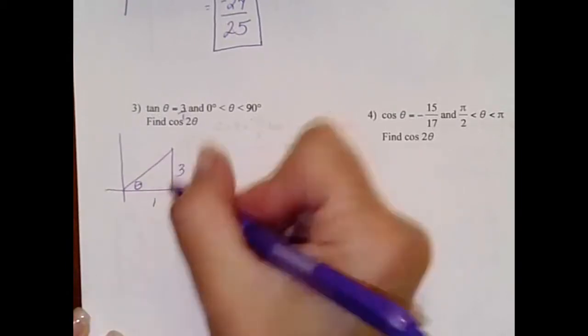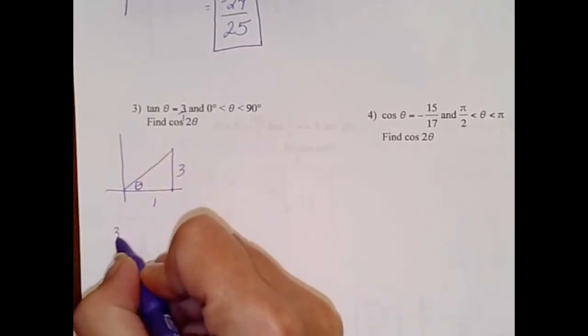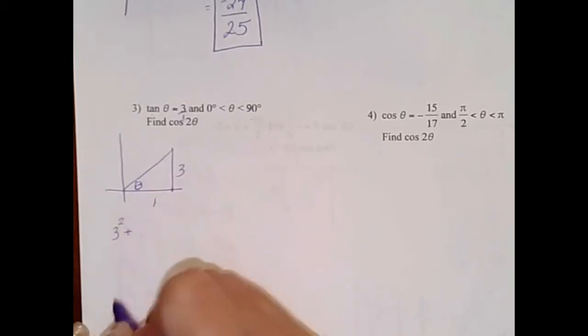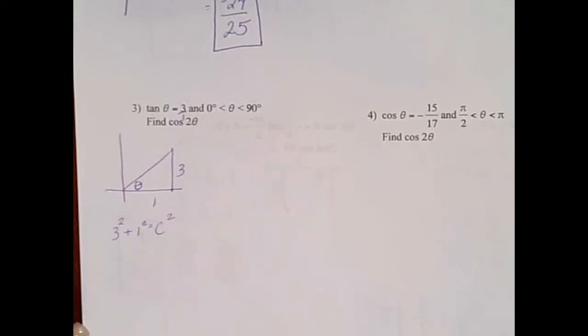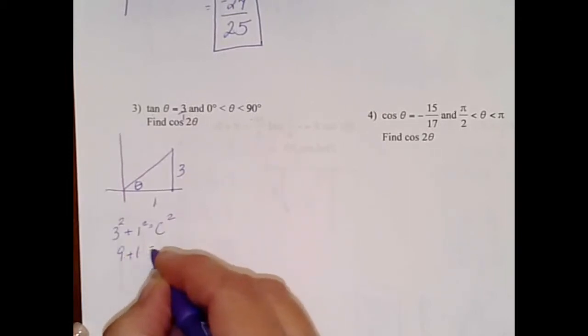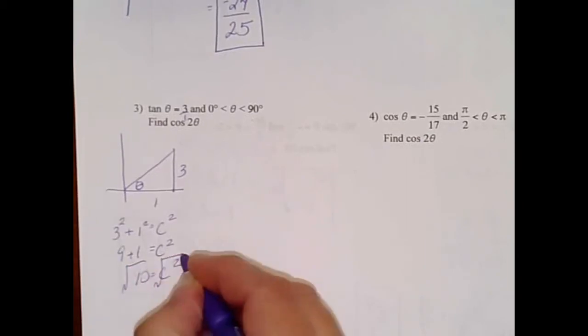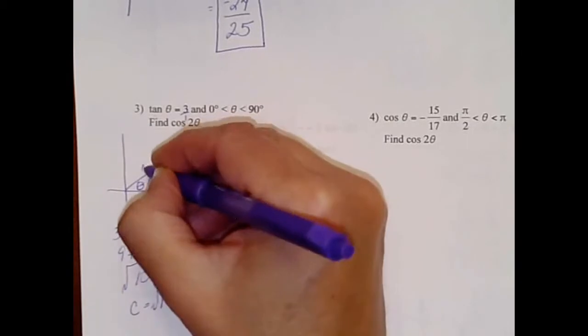So let's do side squared. Leg squared plus leg squared is equal to hypotenuse squared, right? A squared plus b squared is equal to c squared. 9 plus 1 is equal to c squared, and that's 10. Take the square root of both sides, and c is equal to radical 10. So I'm going to put my radical 10 right here. Now I've completed my triangle, and now I'm going to go back to my cosine.